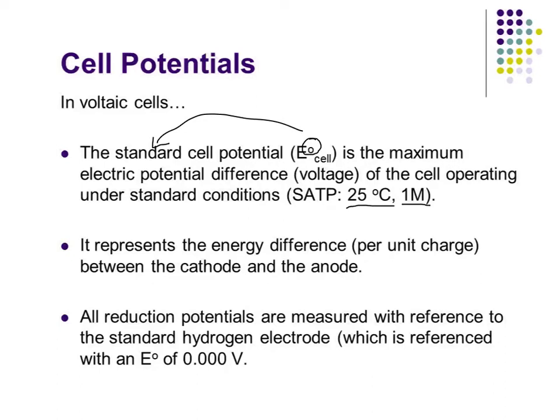All reduction potentials are measured with reference to a standard hydrogen electrode, which we're going to look at more in class. And this is referenced with an E naught value of 0 volts. So in your data table on page 12 of your data booklet, you will find reduction potentials for all sorts of different compounds in reference to this standard hydrogen electrode.